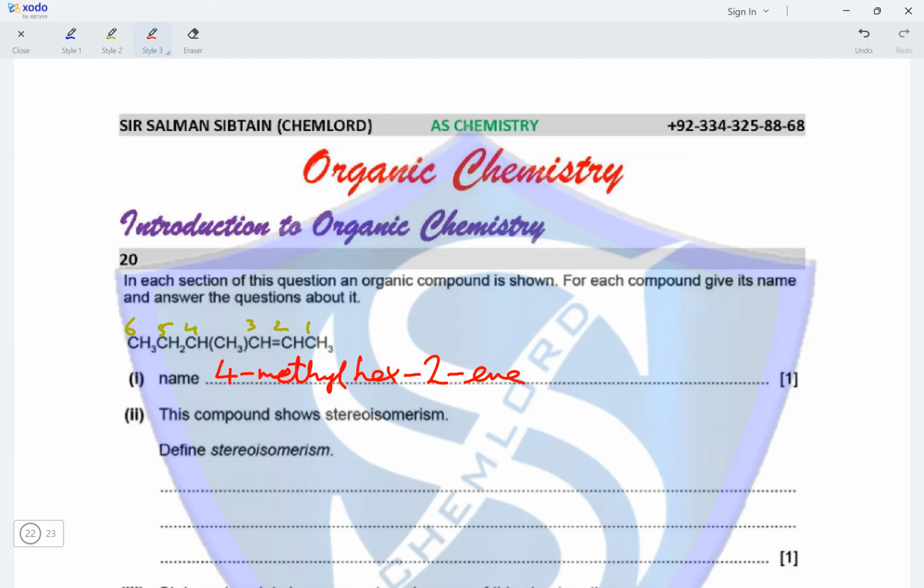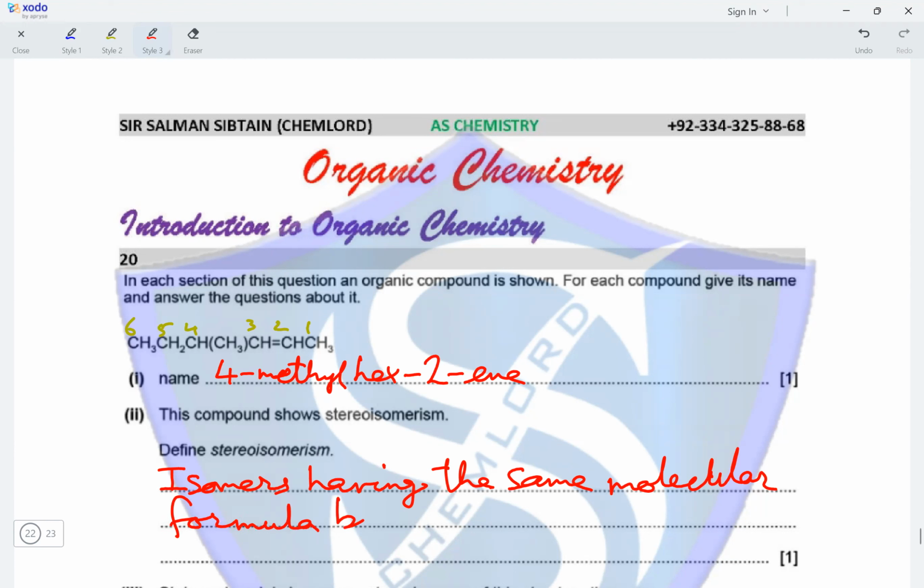Define stereoisomerism. They are isomers having the same molecular formula but different spatial arrangements of atoms.